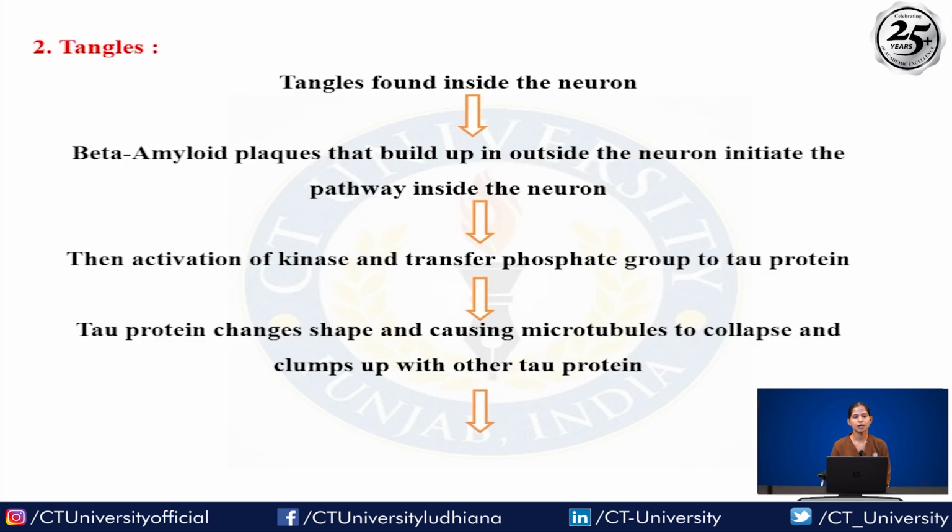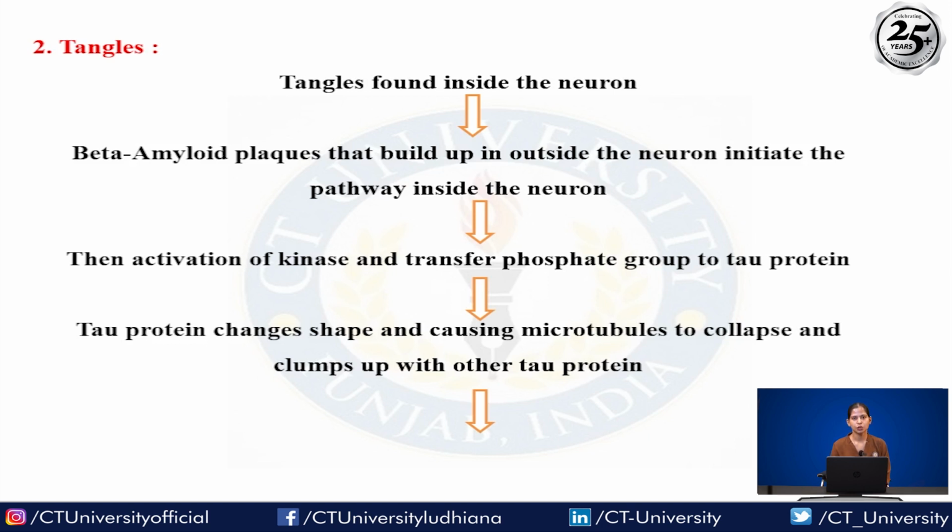The next phenomenon is tangles. After the deposition of a plaque, there is a rupture of the blood vessels. When the blood vessel ruptures, that protein enters inside the neurons. In plaques, the phenomenon is outside the neurons, but in tangles, what happens inside the neurons? The tangle is found inside the neurons, because the beta amyloid protein that builds up moves from outside to the inside of the neurons and initiates pathways inside the neurons.